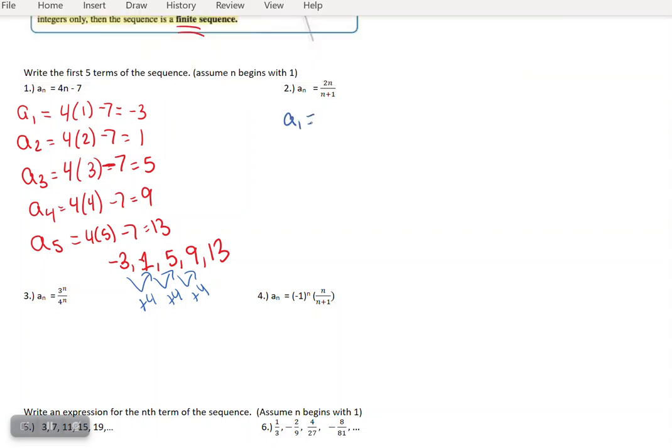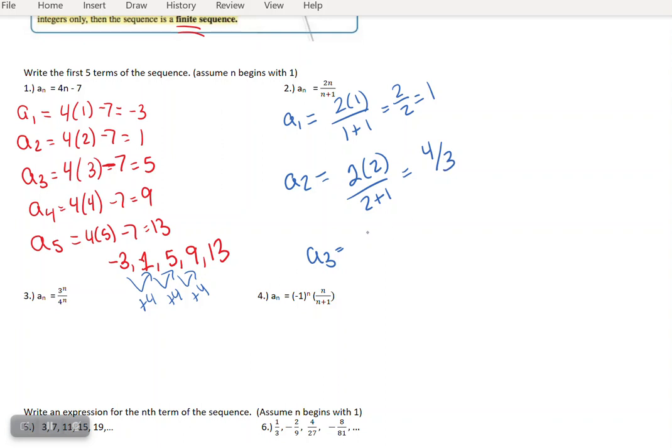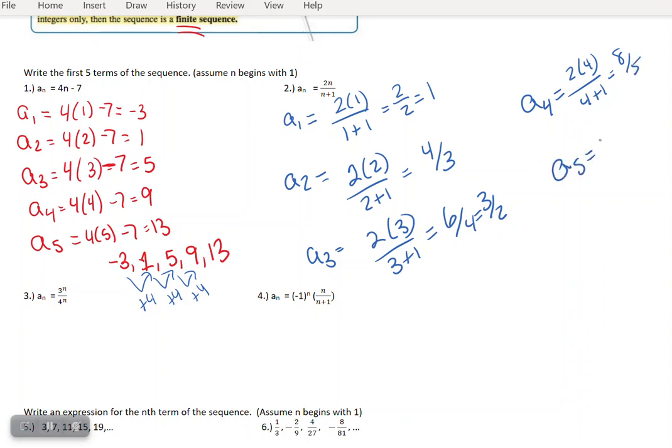They're going to get a little bit more complicated. A sub 1, a sub 2, a sub 3. I'm just going to do the same thing. 2 times 1 over 1 plus 1. So 2 over 2, which is 1. And then 2 times 2 over 2 plus 1, which is 4 over 3. And then 2 times 3 over 3 plus 1. That's 6 over 4. I'm going to reduce that to 3 halves. And then a sub 4 equals 2 times 4 over 4 plus 1, 8 over 5. And last one, a sub 5 is 2 times 5 over 5 plus 1. So 10 over 6. So again, reduce it down to 5 thirds.